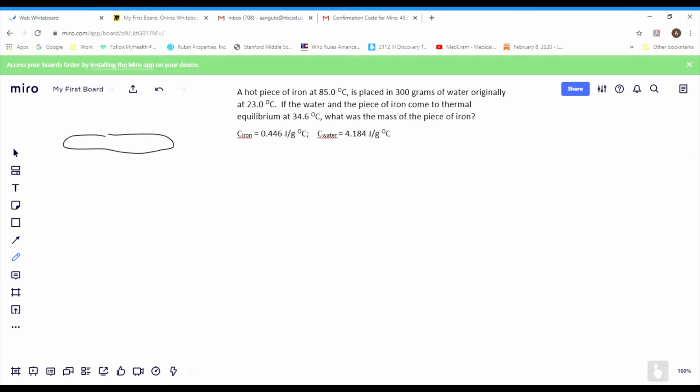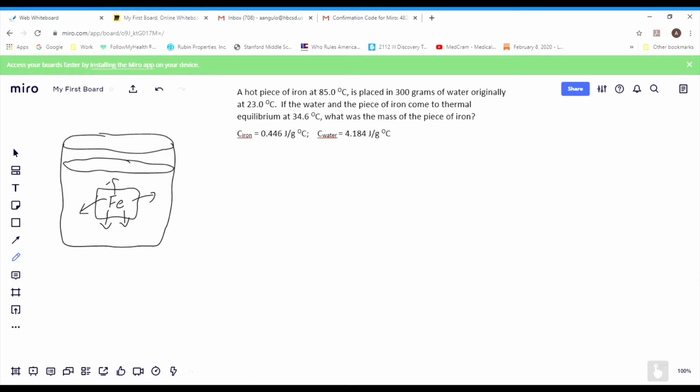Once again, I've got my calorimeter here. And in the calorimeter, we have water. There's 300 grams of water. And we have this piece of iron. So there's your piece of iron. Since the piece of iron is hotter than the water around it, energy is going to flow out. Therefore, iron is going to lose energy as heat, and it's going to go into the water.